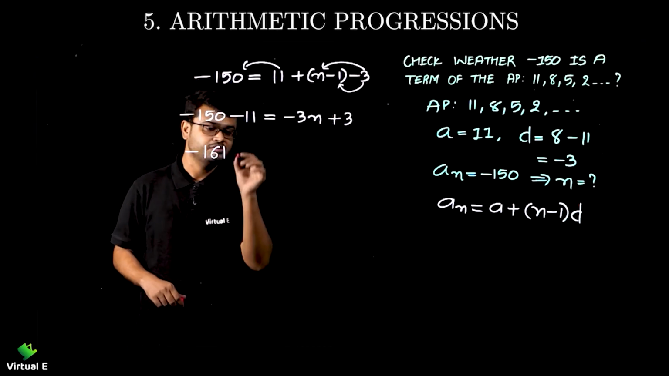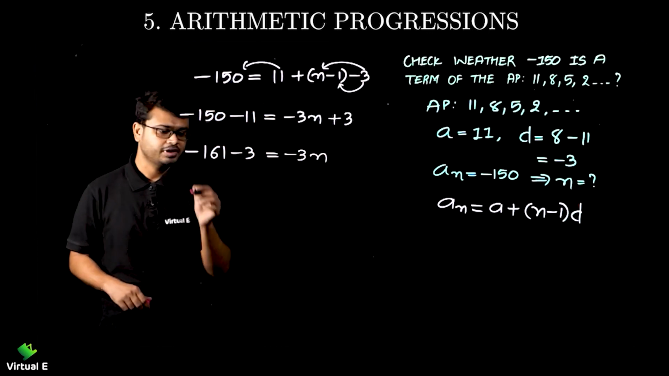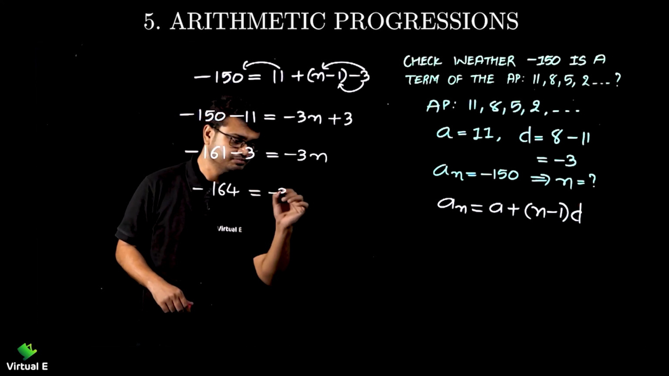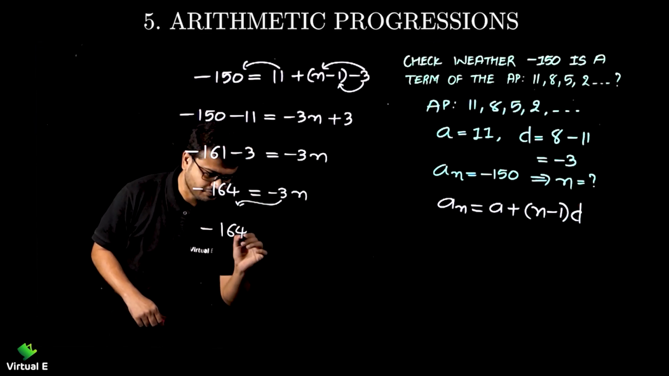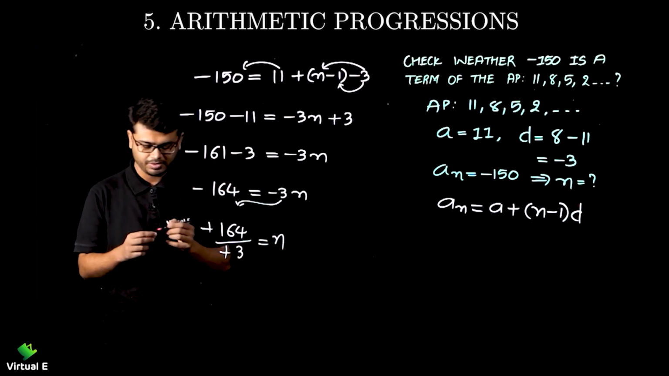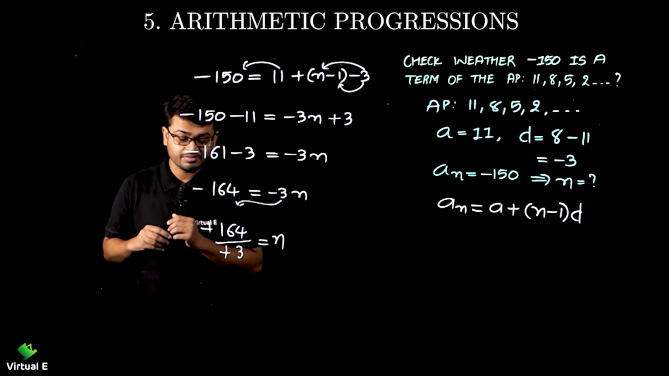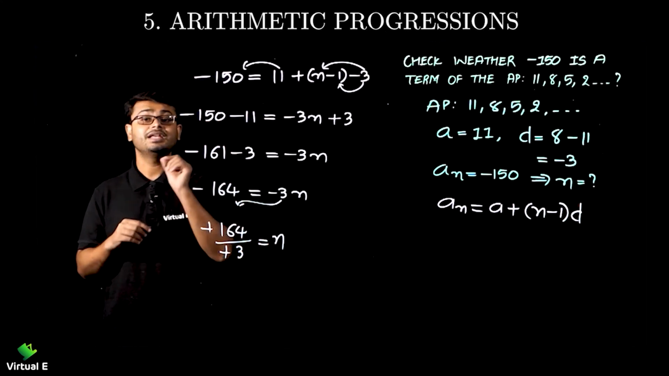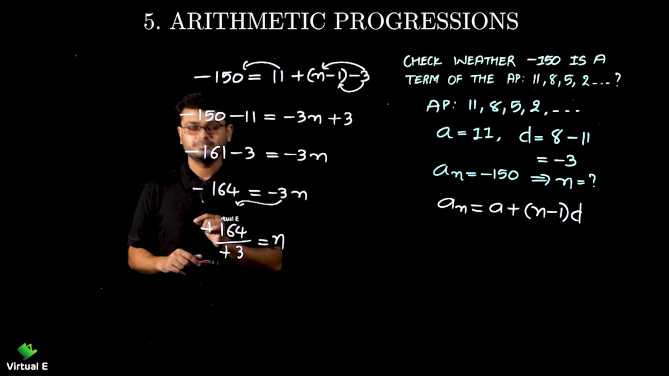And let's shift this 3 over here. So minus 161 plus 3 is equal to minus 3n. Here that is minus 158... let's take this 3 into the denominator. So minus 164 divided by minus 3 is equal to n. Now minus minus will be plus. Let's check, is this number divisible by 3 or not? Condition for divisibility: 1 plus 6 plus 4, that is 11. Is 11 present in the table of 3? No. So here you are going to get the answer in decimal.